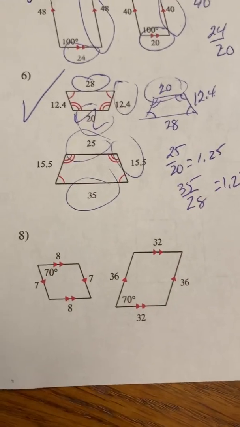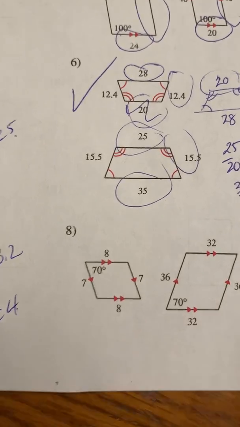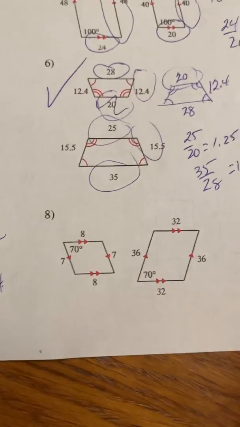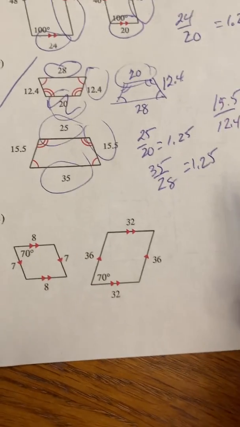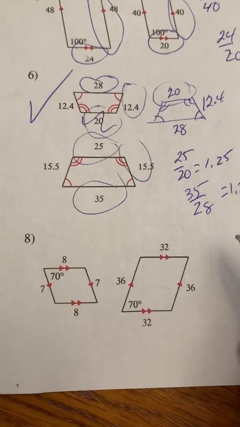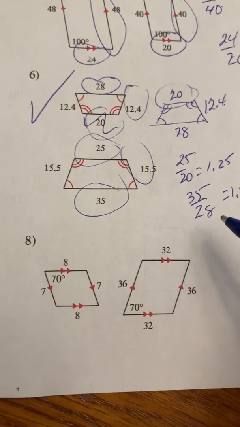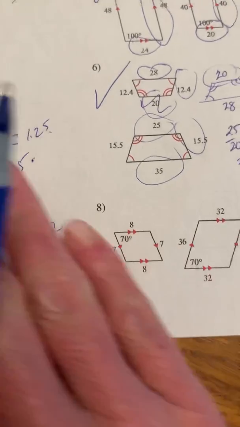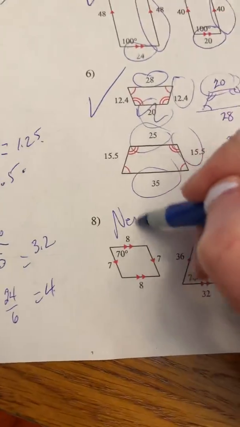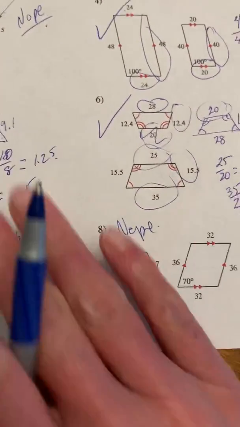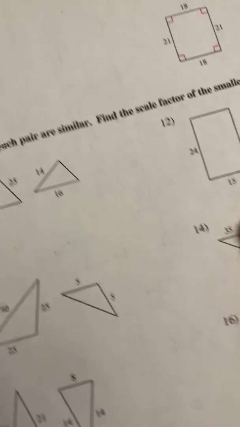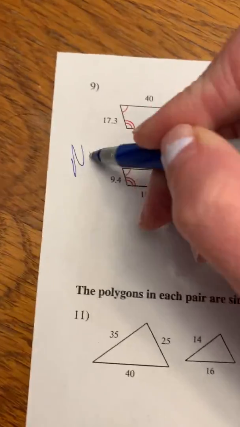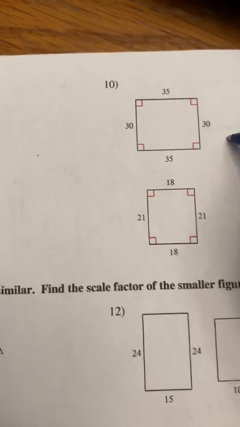Question number 8. They are sitting somewhat the right way, but we have to flip this one over. When you do that, you're going to get comparing sides here, and they are not going to work out. I'm starting to run out of time here, so I'm just going to tell you that this is a no, and I'll post the actual work that I did for this on the web page. 9 is going to be a no, that one doesn't work, and 10 is a yes.